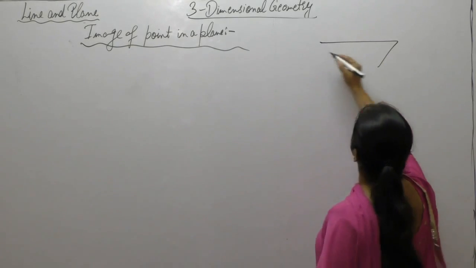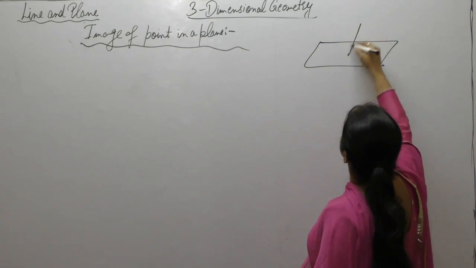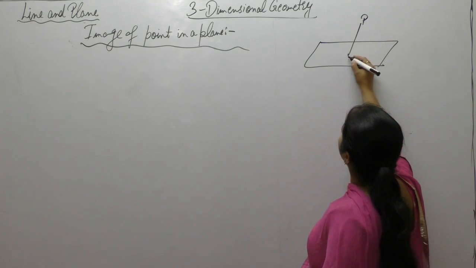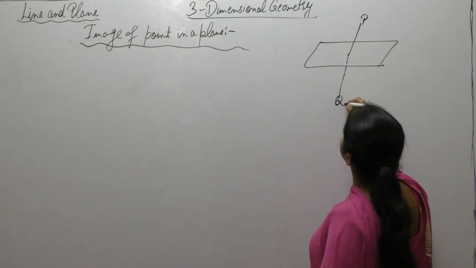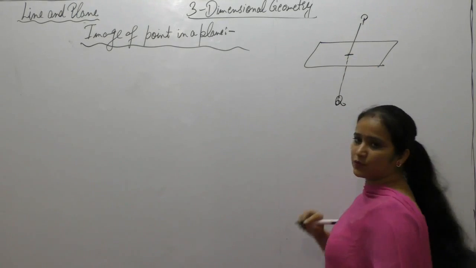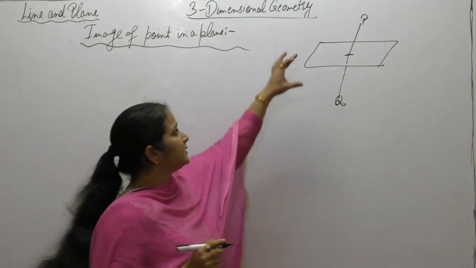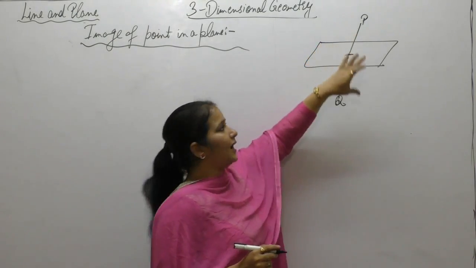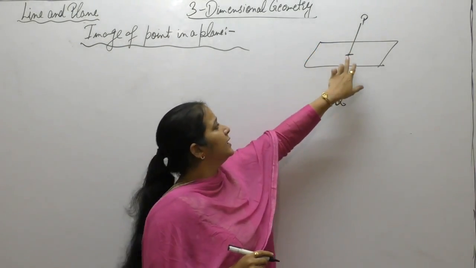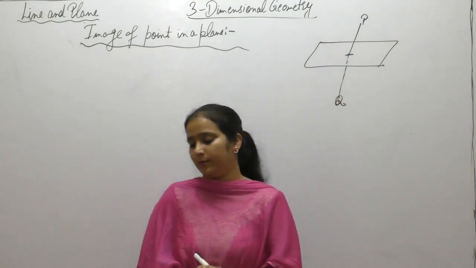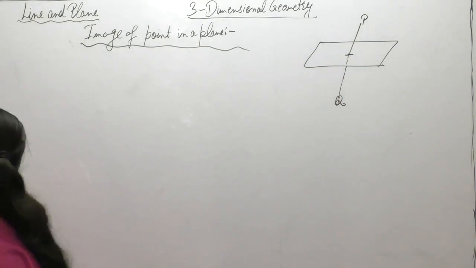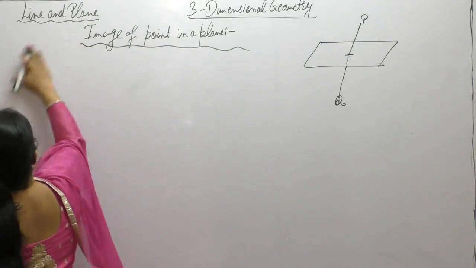We have a plane. This is the point P. We want to find its image. Let this image be Q, and this will be the midpoint. Because the higher the point is above the plane, the lower its image will be below it, so that point will be the midpoint. So let us start with a question for more clarification.